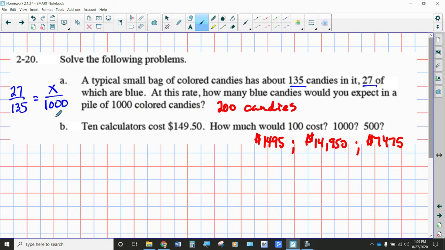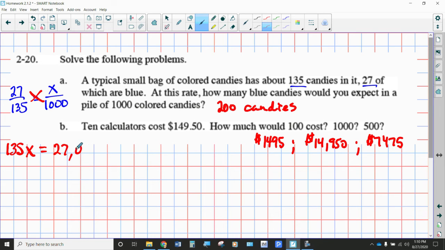All right, so we get to practice our proportional reasoning here. This is one of those problems where a unit rate would be a giant one, and I don't like it. I don't want to do a giant one. I'm going to cross multiply here. So I'm going to get 135x is equal to 27 times 1,000.